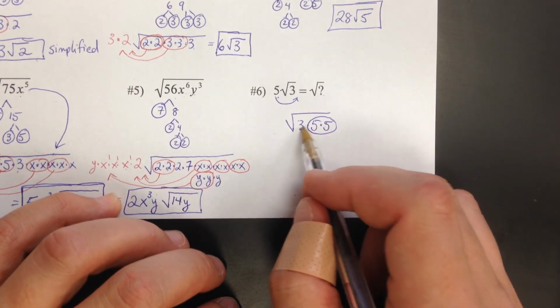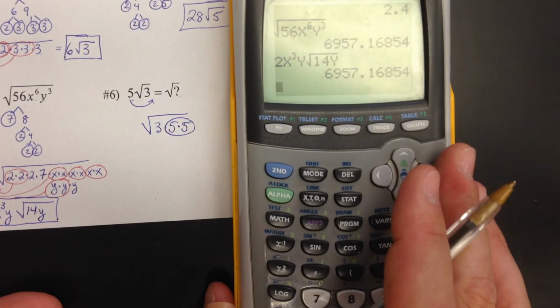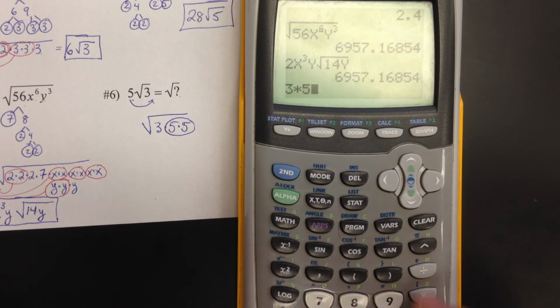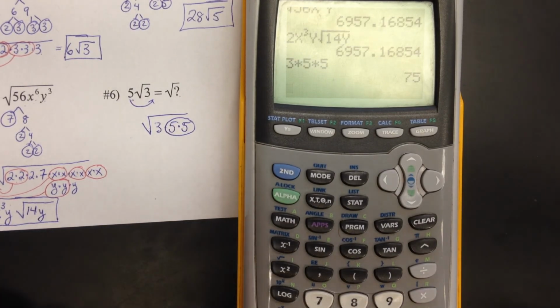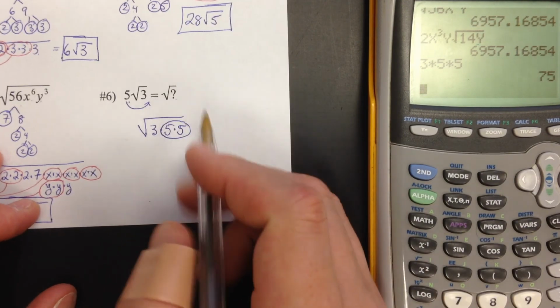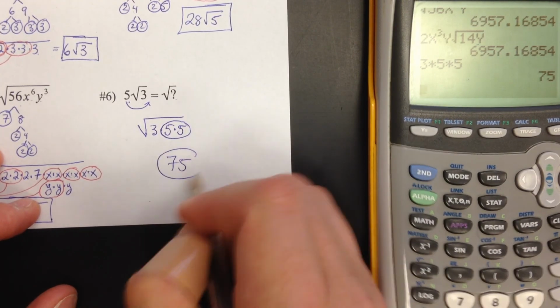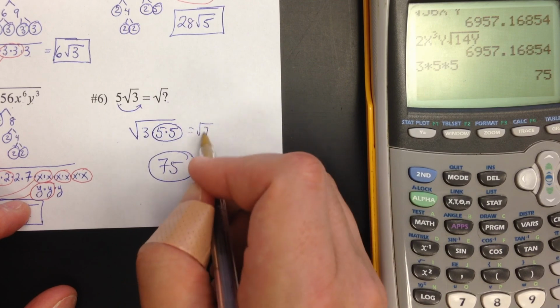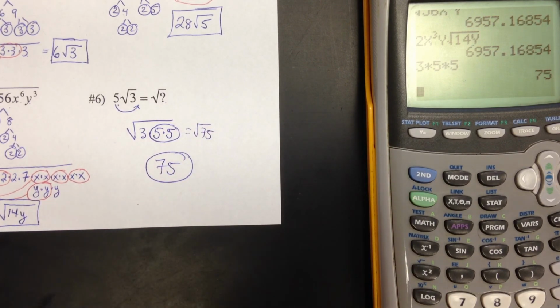What I am going to do is 3 times 5 times 5. Let's see what that number is. 3 times 5 times 5, and it's 75. So that question mark, the square root of what? Well, that number was 75. Okay? And that's the end of part 2.